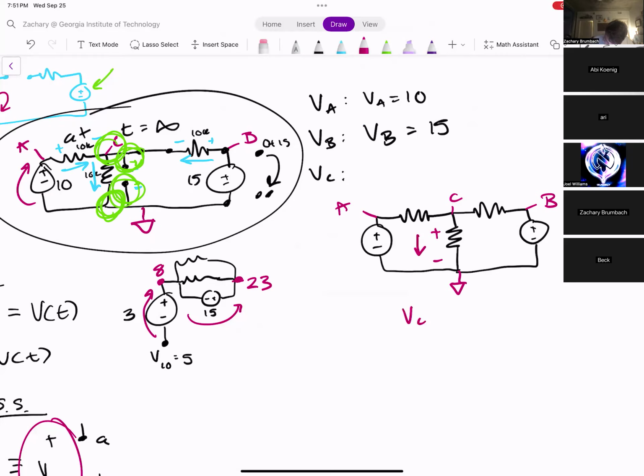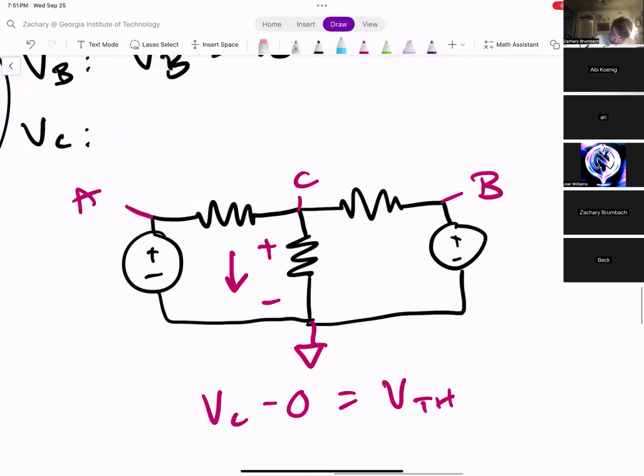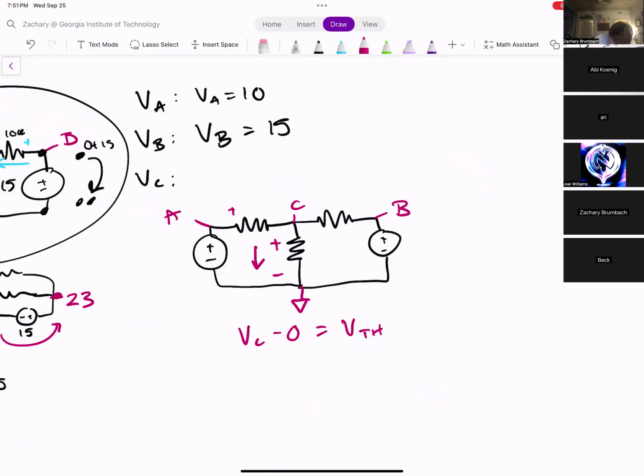Okay. So what I'm particularly interested in is VC minus zero is equal to VThevenin. That's what I'm looking across. I'm looking from the nodes that the capacitor is broken. It's not because this is a special resistor. It's because I'm looking for the difference in those two nodes. So we're looking across the total gap there, okay? Which happens to be the same as the nodes that the resistor is attached to.